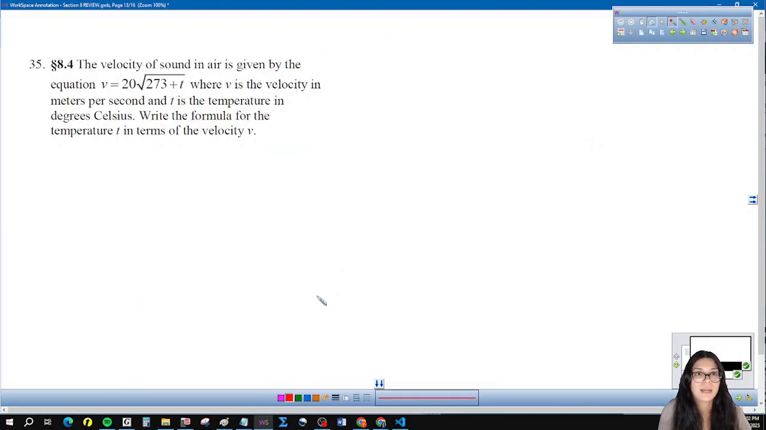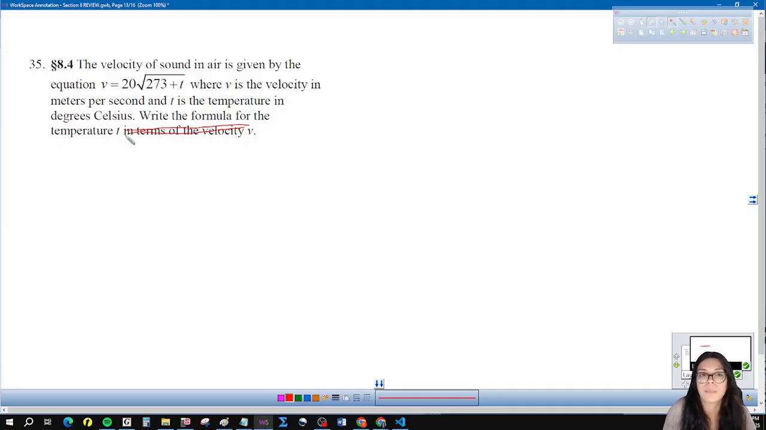Moving on to 35. The velocity of sound in air is given by the equation where v is the velocity and t is the temperature. Write the formula for the temperature in terms of velocity. Whenever you see this, it's kind of confusing because you wonder, should I solve for T or solve for V? It's already solved for V, so clearly it means solve for T.